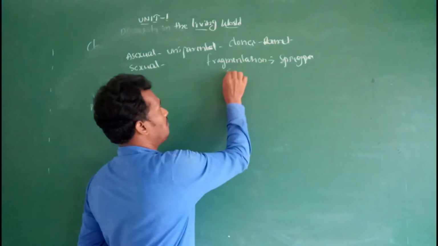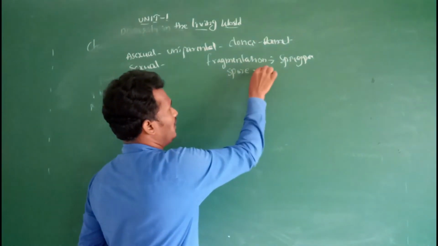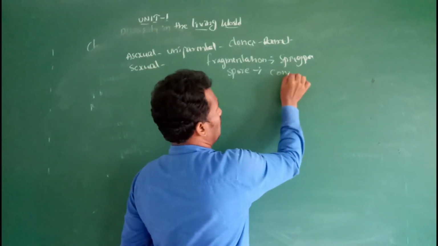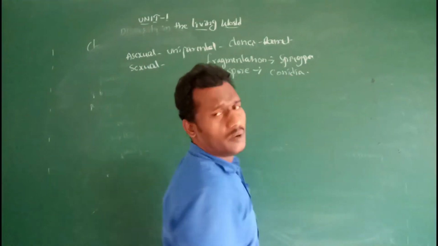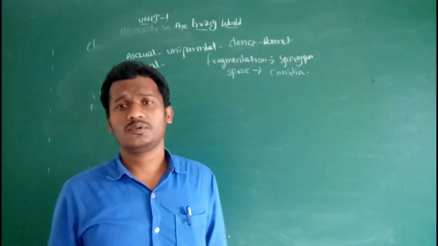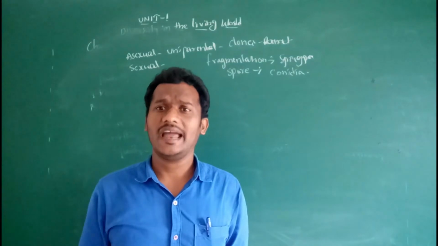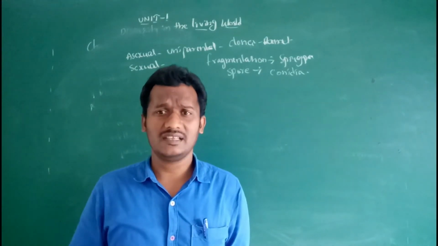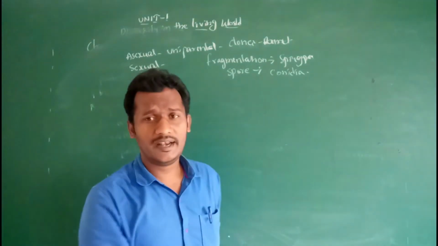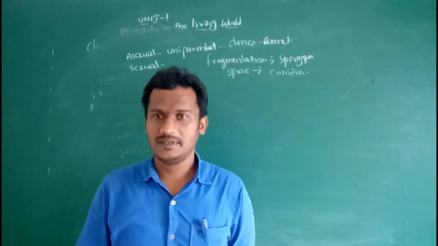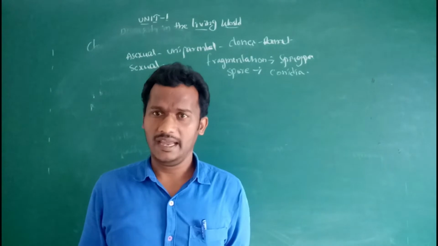Next, by the production of different types of spores. These are conidia, zoospores, planospores, aplanospores, statospores, soredia, etc. Conidia are generally found in ascomycete fungal members, such as Aspergillus, Penicillium, etc.